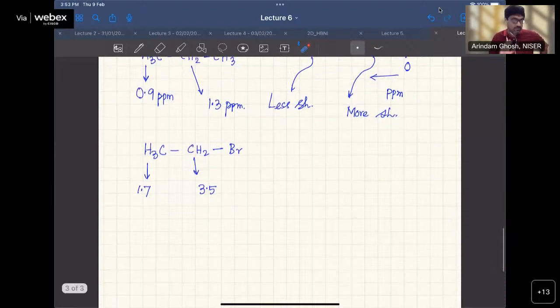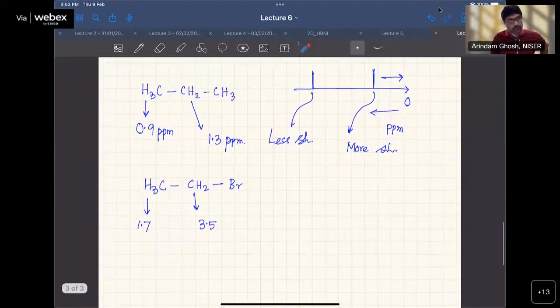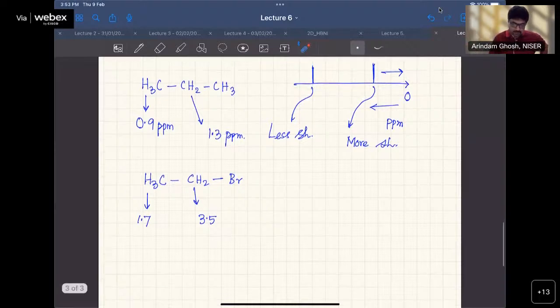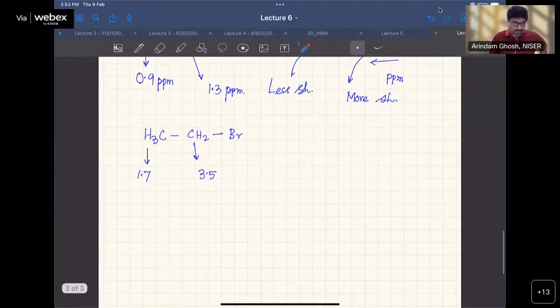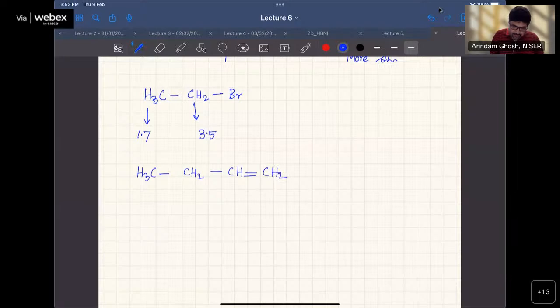So this is not coming from any anisotropy. This is basically a simple inductive effect, and you'll be going through these things in much more detail with a lot of examples later on. But let me tell you about another molecule, N-butene, which is something like CH2, then CH, then a double bond CH2, and this one comes at 4.7.